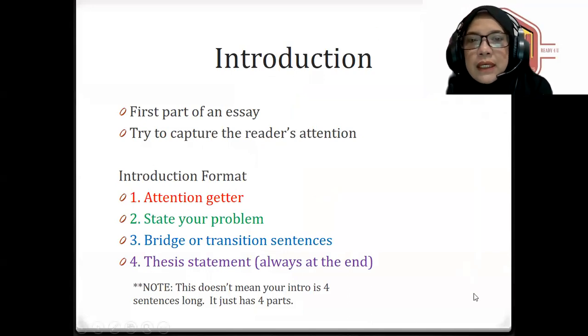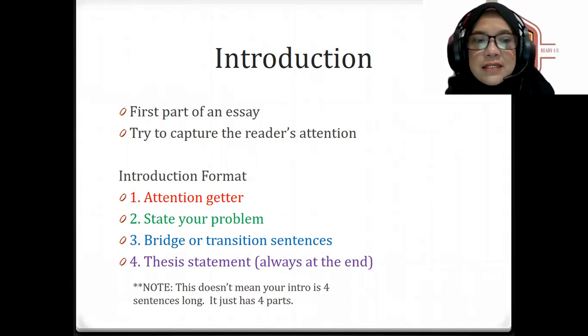Okay, an introduction is the first part of an essay. It will try to capture your reader's attention. The introduction format: 1, it is an attention getter. It is where you state your problem. It bridges, or the transition sentences, and it has a thesis statement always at the end.